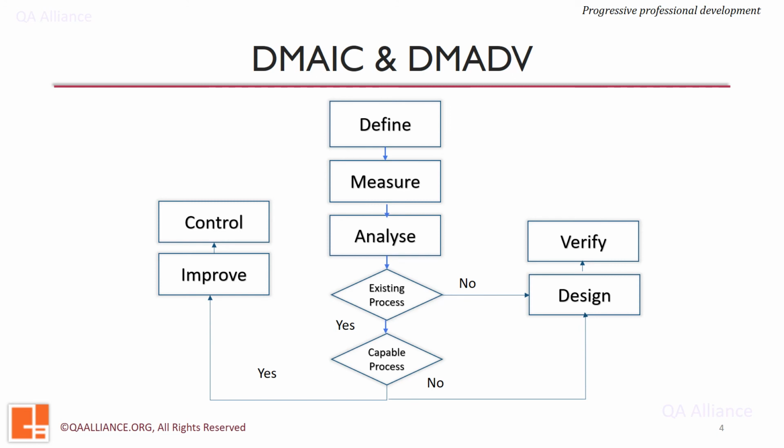Let us quickly see how DMAIC and DMADV align with each other. The first 3 phases are common in both frameworks. At the conclusion of the analyze phase, we have to make certain decisions. If the process is already existing and capable, we make use of improve and control phases. But if the process exists but is not capable, we make use of design and verify phases. These two phases are also executed when the process or product needs to be designed from scratch. This marks the differentiating factor in the two methodologies.